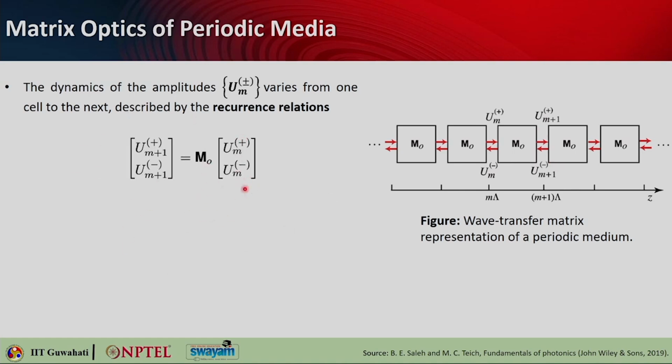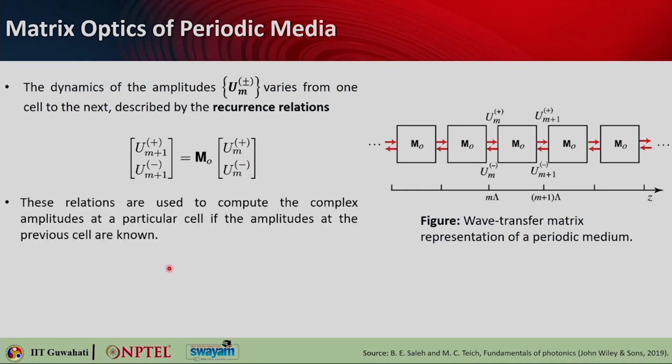This is the initial amplitude, and you multiply it by this particular unit cell matrix, that is M0, and you will get the next set of amplitudes of the forward and backward moving wave. So, these relations are used to compute the complex amplitude at any particular cell if the amplitudes of the previous cell are known. Make sense? These are the amplitudes of the previous cell, this is the cell matrix. When you multiply this, you get the amplitudes of the current cell.